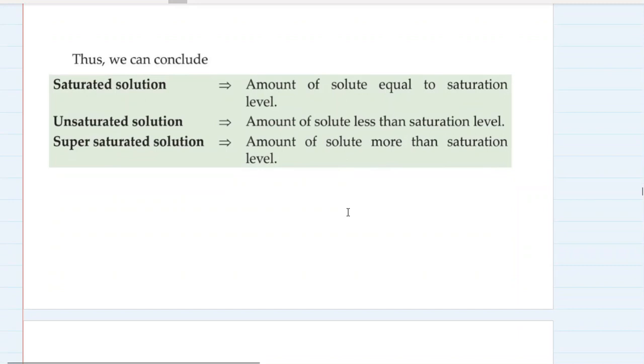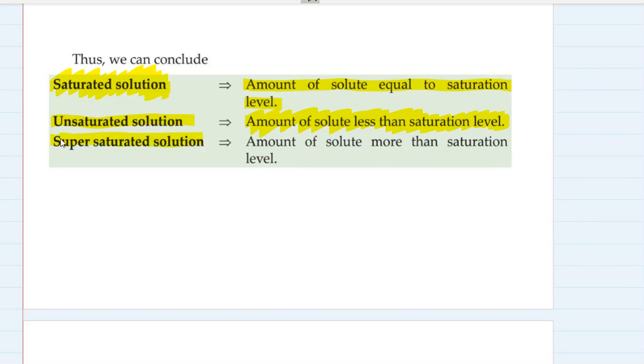So we can see, all you have to remember is these terminologies. Okay, if you have understood the whole process, then what you have to learn is only this much, and on top of that you can frame your answer in your own way, right? What is a saturated solution? In saturated solution, amount of solute equal to saturation level, meaning maximum amount of solute has been dissolved. Unsaturated solution, amount of solute less than the saturation level, means more solute can be added and dissolved in a given solution. It is unsaturated.